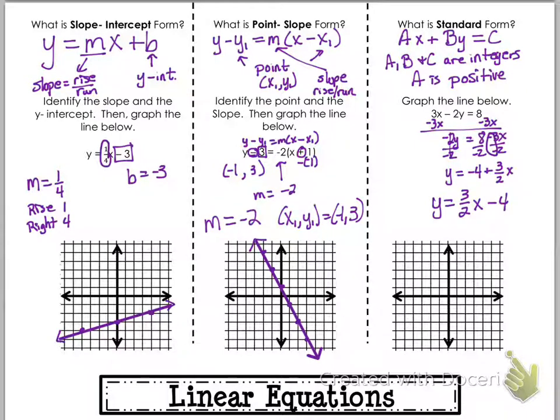So my y-intercept is negative 4. My slope is 3/2. I'm going to start at negative 4 on the y-axis, 1, 2, 3, 4. For the slope, I'm going to go up 3 to the right 2, up 3 to the right 2, up 3 to the right 2. Get my points, and then draw in my line. I have drawn my line, and then make sure I put my arrows on both ends so that it's actually a line and not a ray or a line segment.